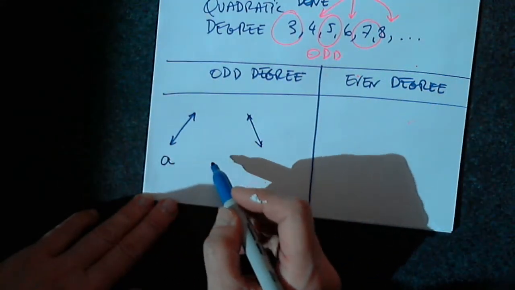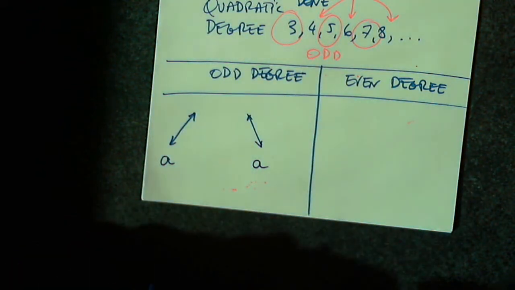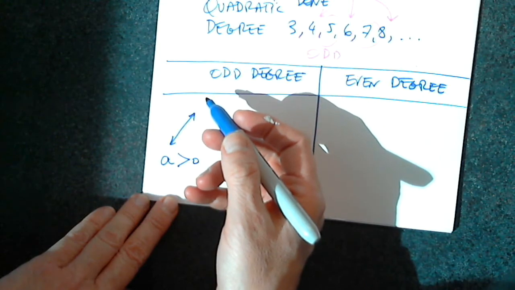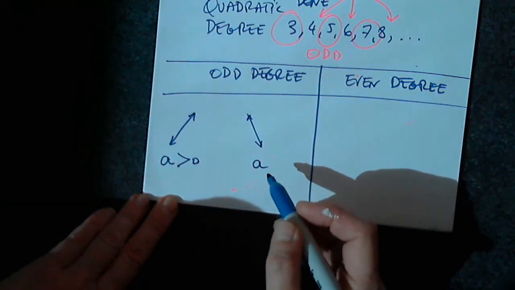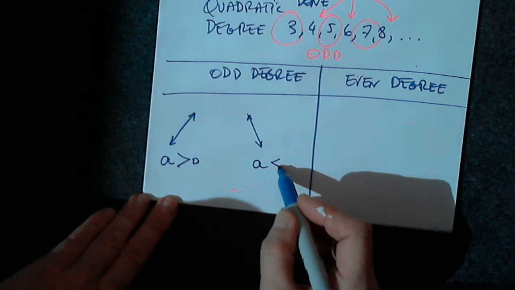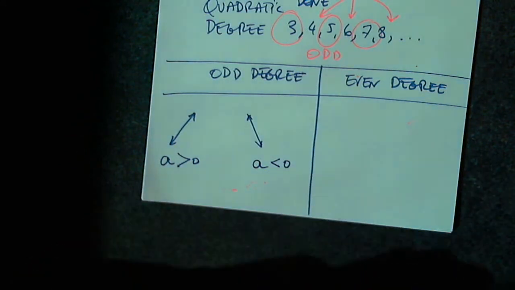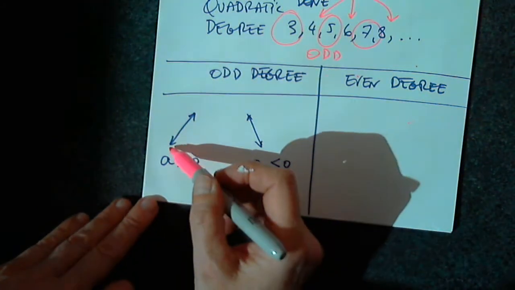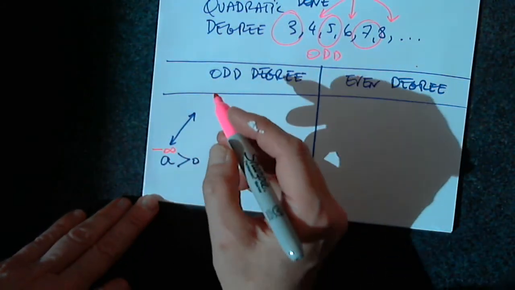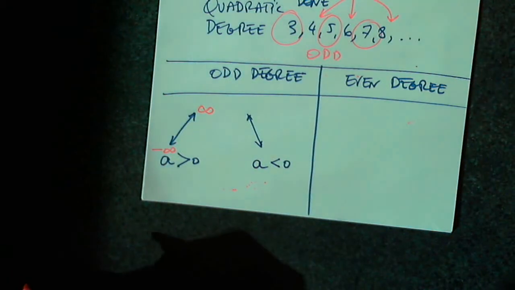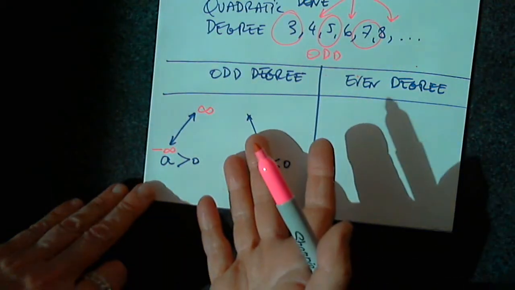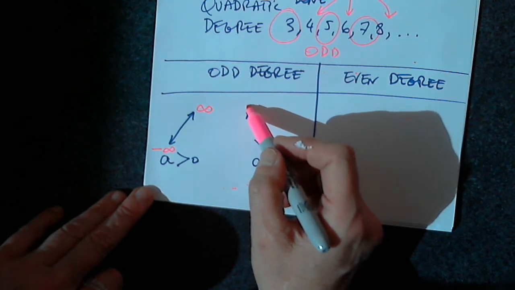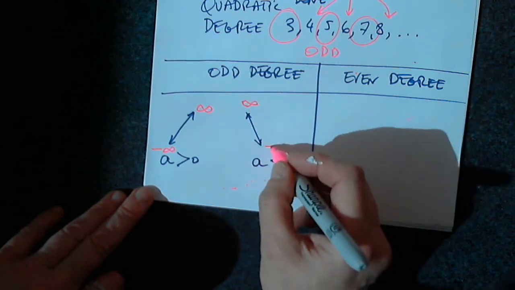What is the leading coefficient here and what is the leading coefficient here? Excellent. Increasing from left to right, the leading coefficient is positive. Decreasing from left to right, the leading coefficient is negative. So can I say then, stay with me for a moment, please. Can I say then that this is coming from negative infinity and going to positive infinity? What can I say for the other one? Going from positive, decreasing to negative infinity.